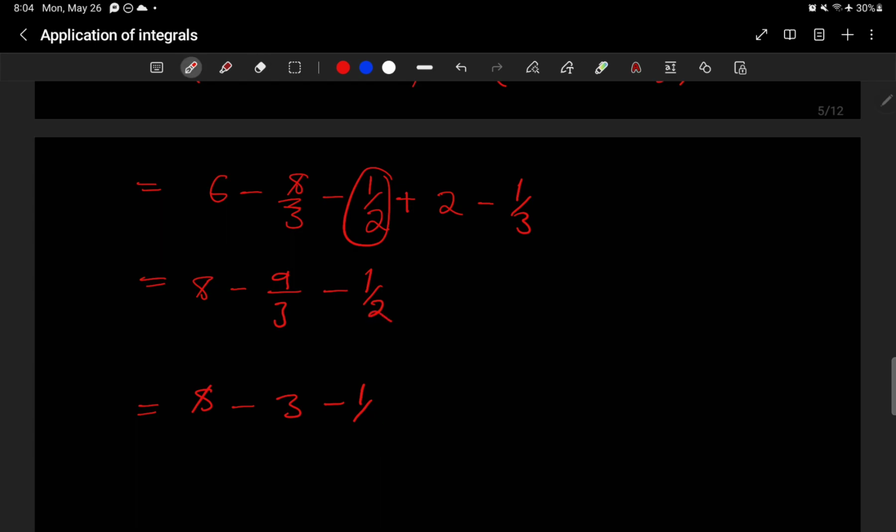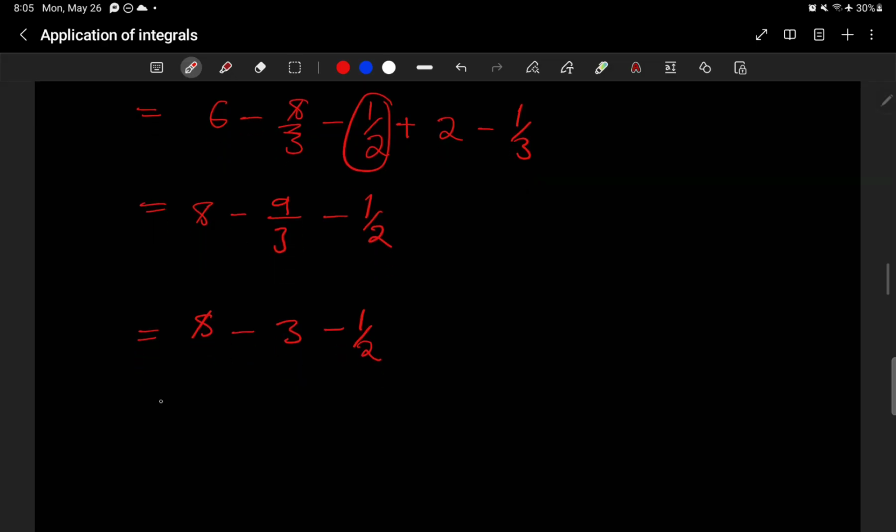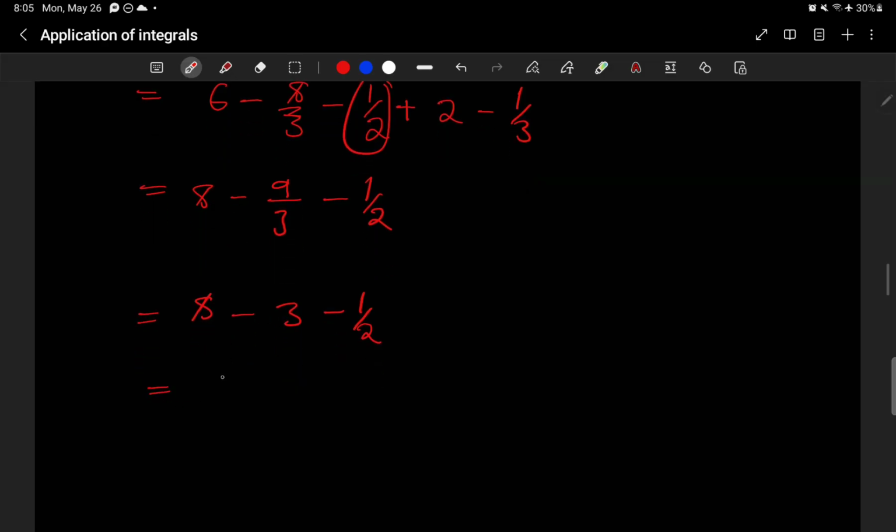So I hope if you spot one of these mistakes, of course, just do it correctly. This is just simplification. So next up, this will give us 5 minus 1 over 2, which is going to be 10 minus 1 over 2. And finally, 9 over 2. This was area, so you have square units.